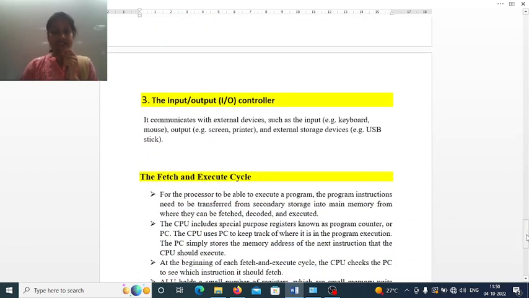The third internal component of a computer is input-output controllers. This acts as a communicator between the external devices and the internal components of the computer. It communicates with external devices such as input devices, output devices, and external storage. We have learned about the external devices in the previous video only.